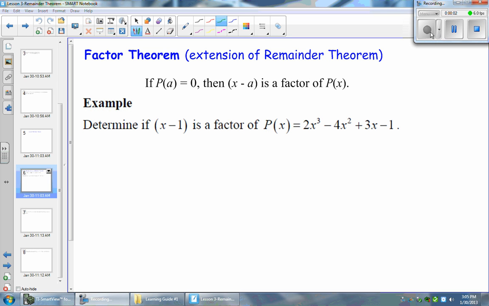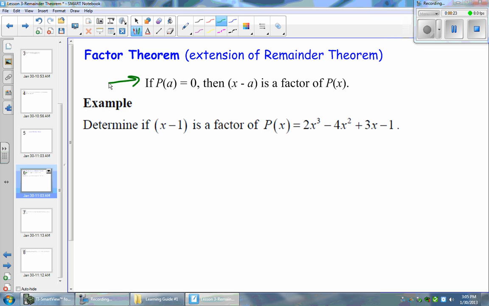In this lesson, I'm going to introduce to you the factor theorem. Now, the factor theorem is an extension of the remainder theorem, which is what I taught in the last lesson. So, the benefit of the factor theorem is that it can be used to factor high degree polynomials. So let's get started with the actual theorem here.